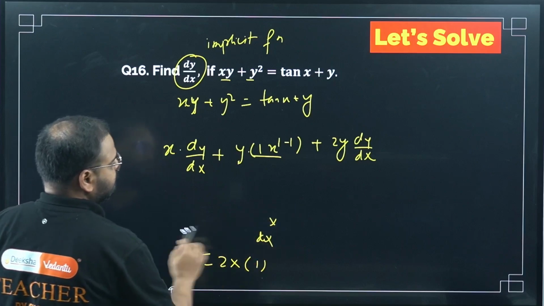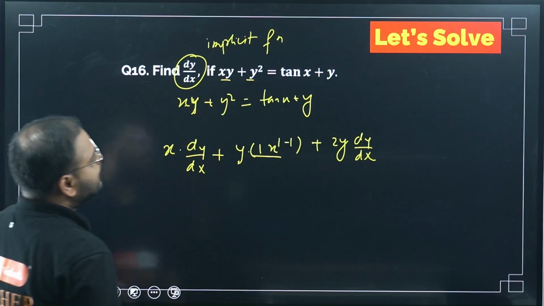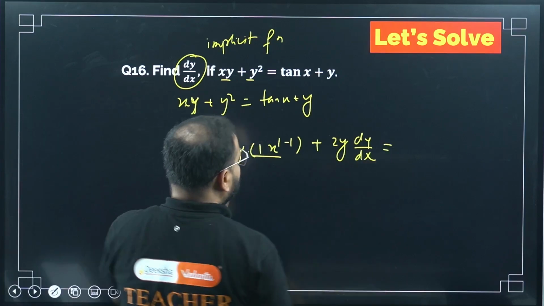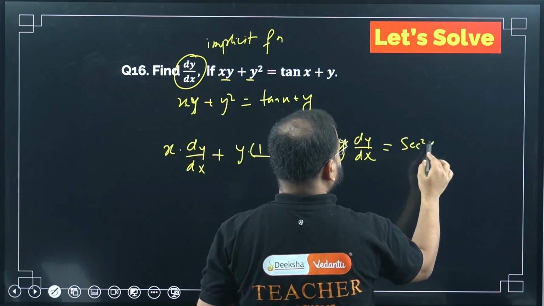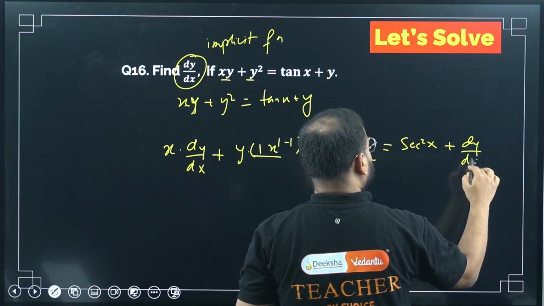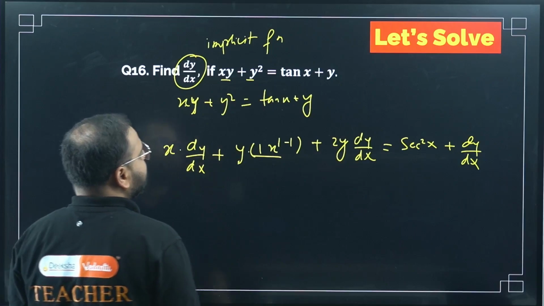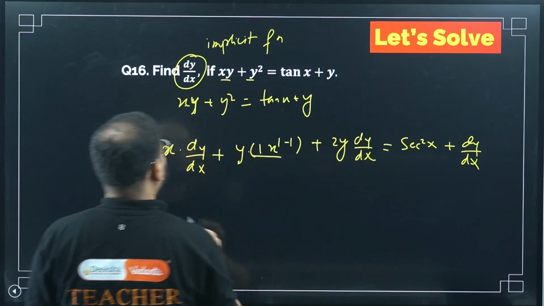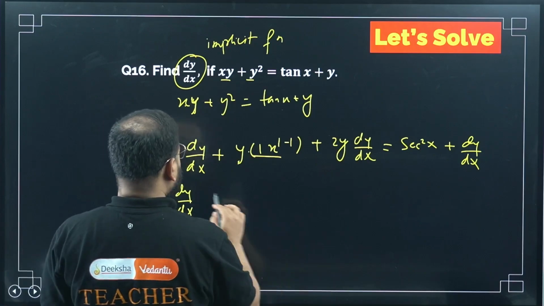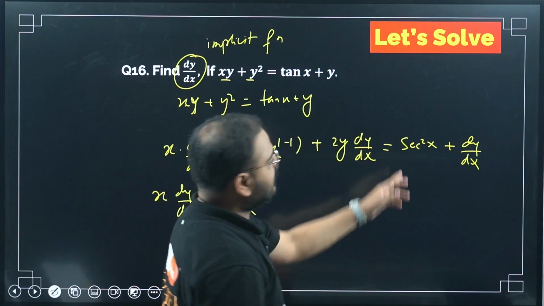Okay, let me solve this question now. So this part is done. dy by dx, put equal to tan x is what? sec square x. Okay, and what is y? Again dy by dx. So we are looking to find the value of dy by dx, so bring all dy by dx terms on one side. So what I'm getting, check here, 1 term, 2 term, third term. I write here x dy by dx plus 2y dy by dx, and last one simply dy by dx.